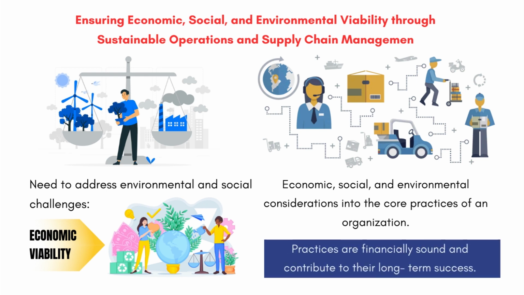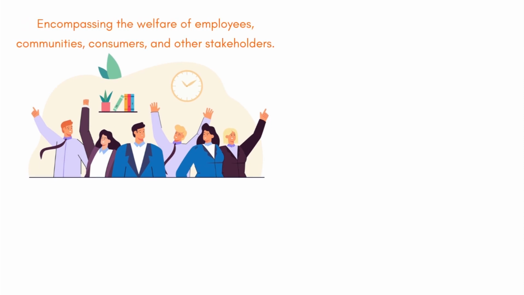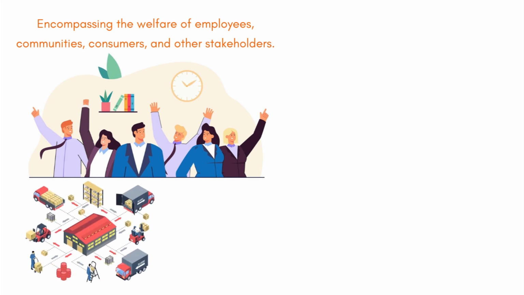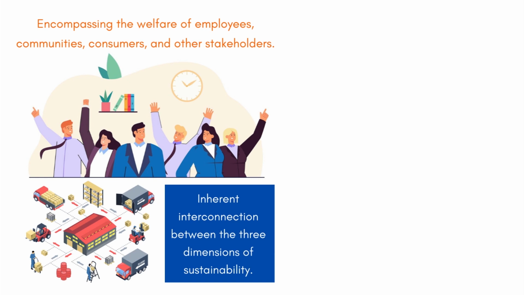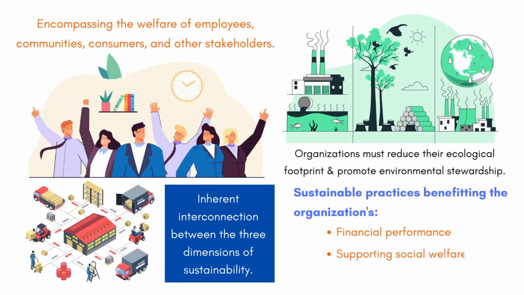Organizations must ensure that their practices are financially sound and contribute to their long-term success. The social dimension of sustainability focuses on people, encompassing the welfare of employees, communities, consumers, and other stakeholders. Environmental viability is fundamental to sustainability, as organizations must reduce their ecological footprint and promote environmental stewardship. Sustainable operations and supply chain management demonstrate the inherent interconnection between the 3 dimensions of sustainability. For example, sustainable practices often create shared value by simultaneously benefiting the organization's financial performance, supporting social welfare, and preserving the environment.